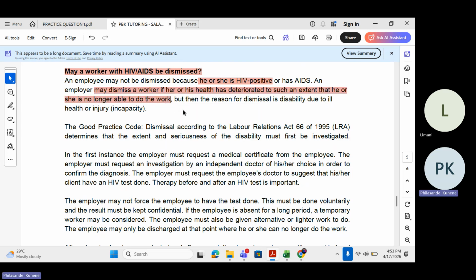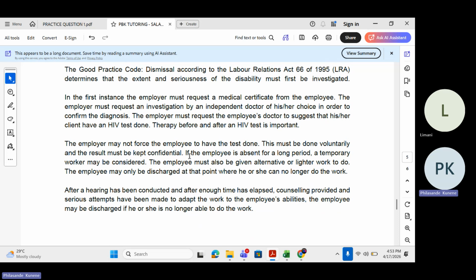You see, if you're no longer able to do the work, there's nothing the employer can do. Obviously, they're going to retrench those employees, right? But then the reason for dismissal is disability due to ill health or injury, incapacity, which means now you are no longer able to work, right? Your health is no longer allowing you to do the work. Then they have to dismiss you, right? They have to dismiss you.